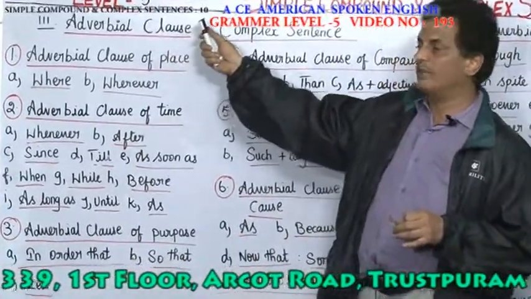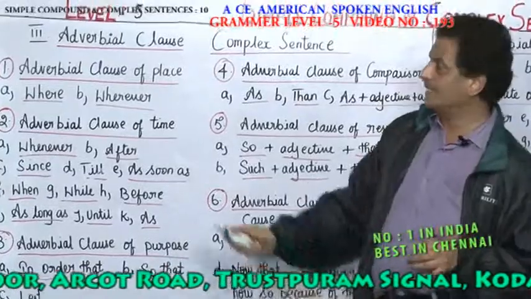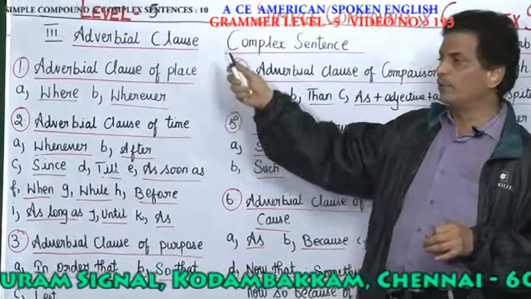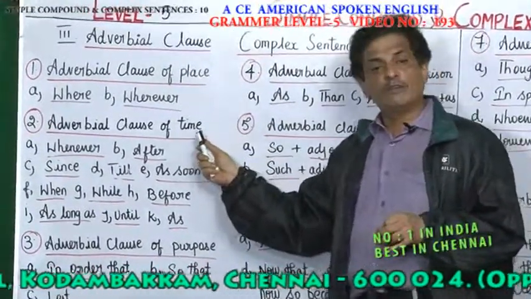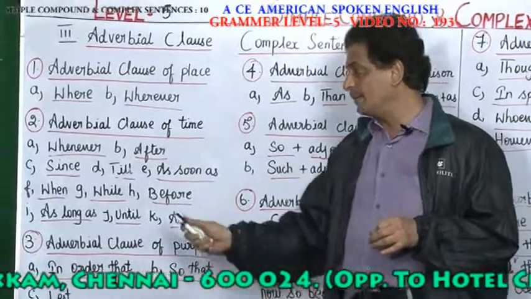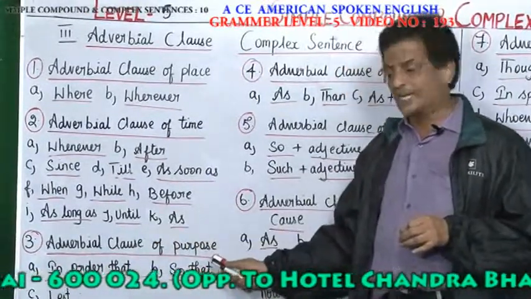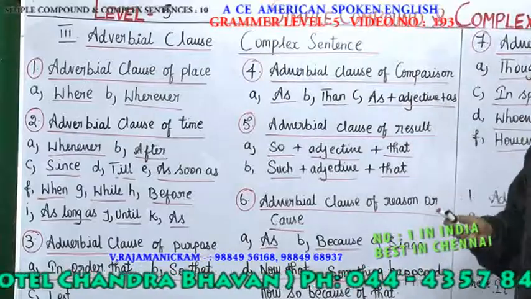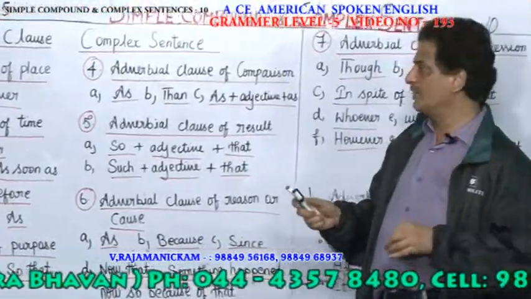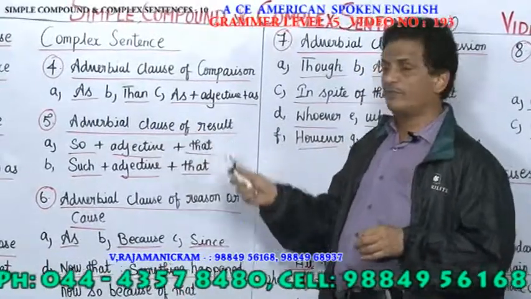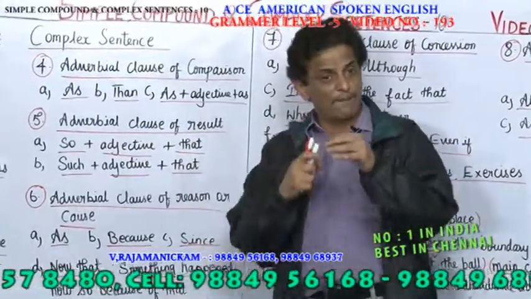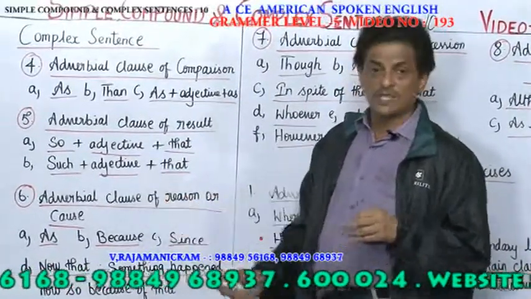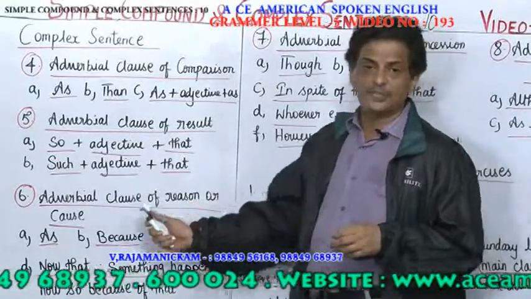இந்த அட்வர்பியல் துணை வாக்கியங்கள் 8 வகையாக பிரிக்கப்பட்டிருக்கிறது. அட்வர்பியல் கிளாஸ் ஆஃப் பிளேஸ், வினையுரிச்சொல் வாக்கியம் இடத்தை குறிப்பிடுகிறது. அட்வர்பியல் கிளாஸ் ஆஃப் டைம், நேரத்தை குறிப்பிடுகிறது. அட்வர்பியல் கிளாஸ் ஆஃப் பர்பஸ், காரண காரியத்தை விளக்கி சொல்கிறது. அட்வர்பியல் கிளாஸ் ஆஃப் கம்பேரிசன், ஒப்பிட்டு பார்க்கக்கூடிய வாக்கியங்களாக வருகிறது. அட்வர்பியல் கிளாஸ் ஆஃப் ரிசல்ட், அதனுடைய பலனை குறிப்பிட்டு சொல்லும் பொழுது பயன்படுத்தப்படுகிறது. அட்வர்பியல் கிளாஸ் ஆஃப் ரீசன் ஆர் காஸ், காரணங்களை பற்றி சொல்வது.